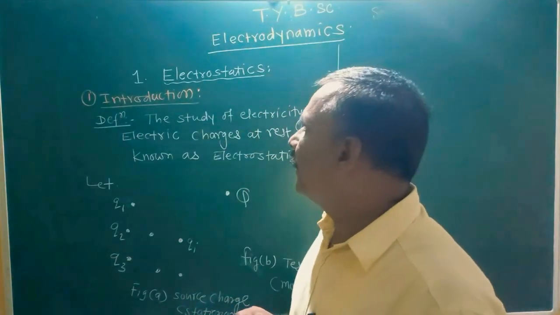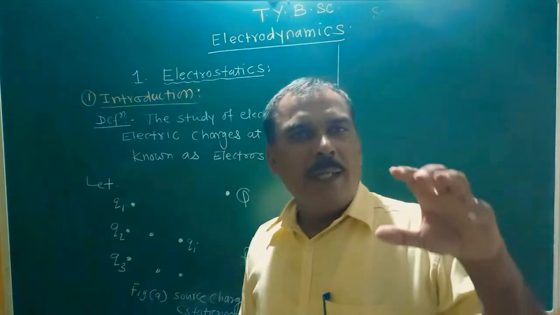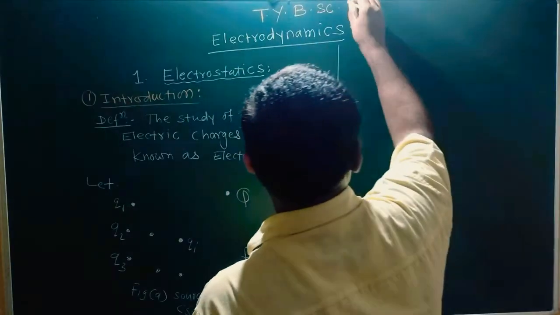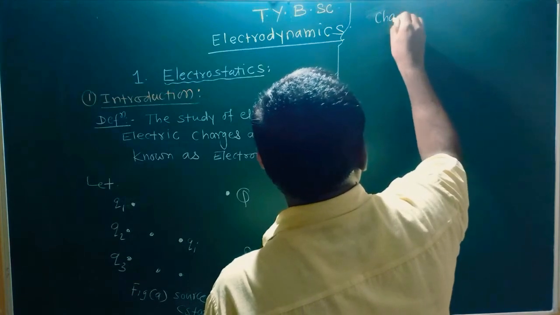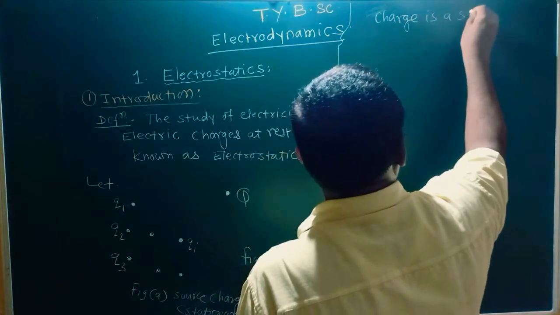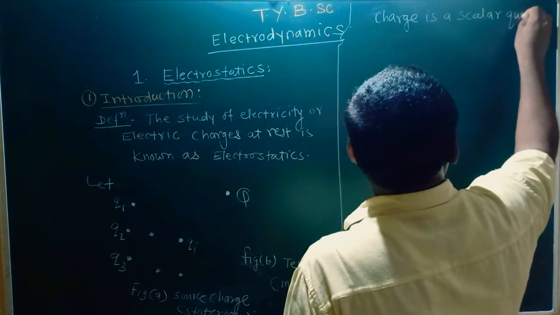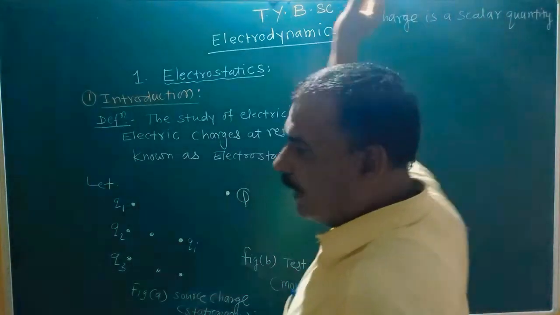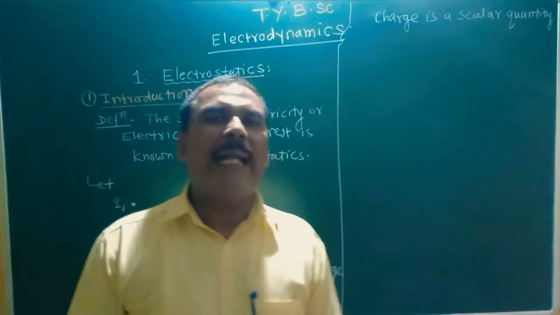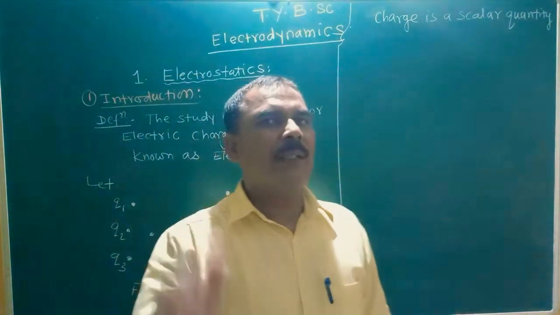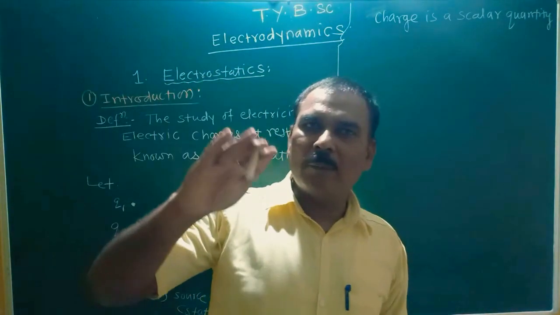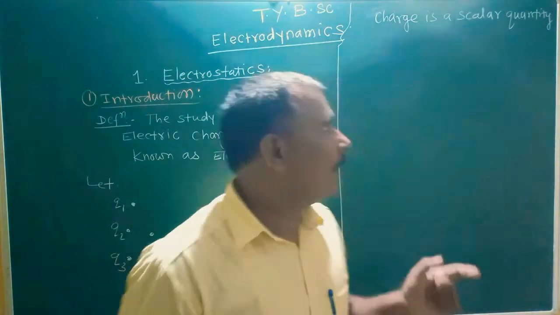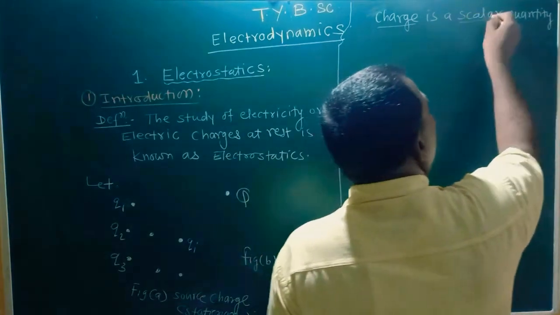The main important concepts in this topic are Gauss's law and Coulomb's law about the charge. First of all, a charge is a scalar quantity. In 11th standard we studied different quantities, scalar quantity and vector quantity. Those physical quantities which have only magnitude are called scalar quantities, and the physical quantities which have magnitude as well as direction are called vector quantities. Here charge is a scalar quantity.